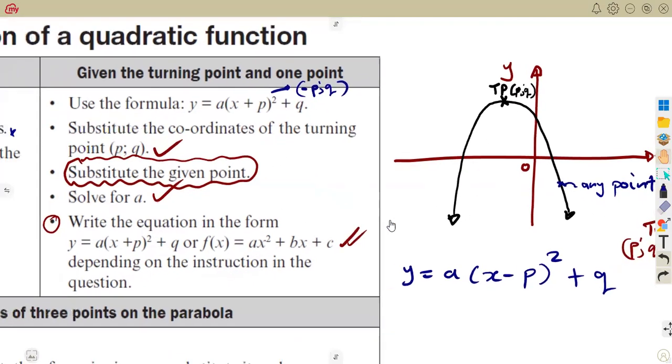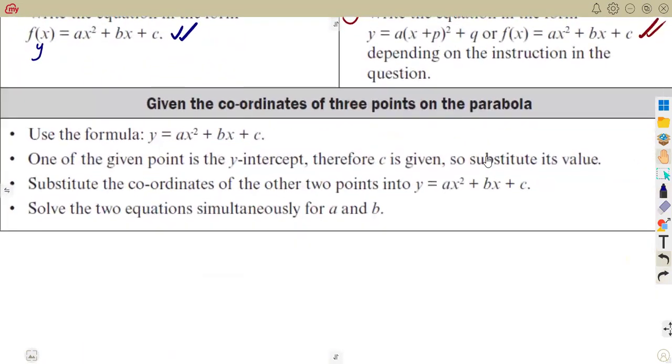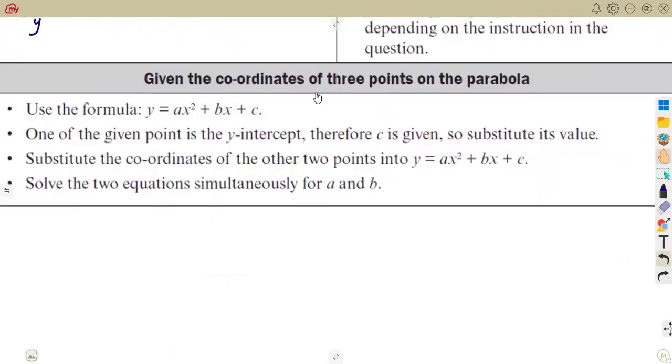So you're going to also consider questions, like I said, to see how to answer the questions. Then sometimes you might be given the coordinates of 3 points on the parabola. There are 3 points, right? So if you are given 3 points, you are going to consider this formula. So let's say you're just given randomly 3 points. You can use the formula, okay? One of the given points is the y-intercept. Therefore, C is given, substitute.